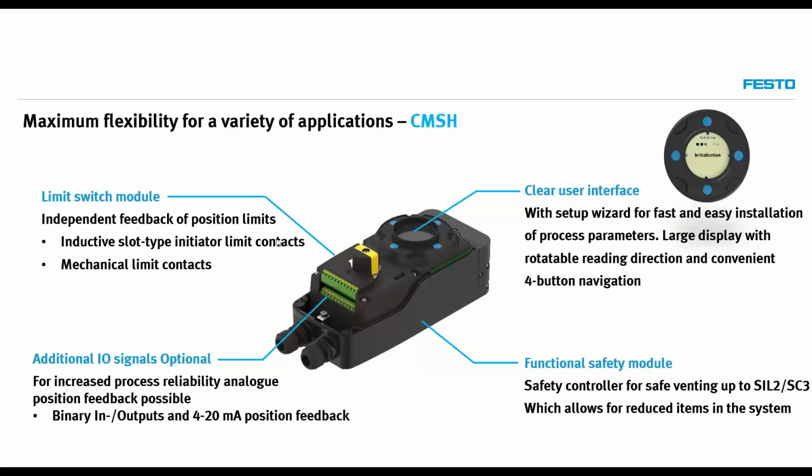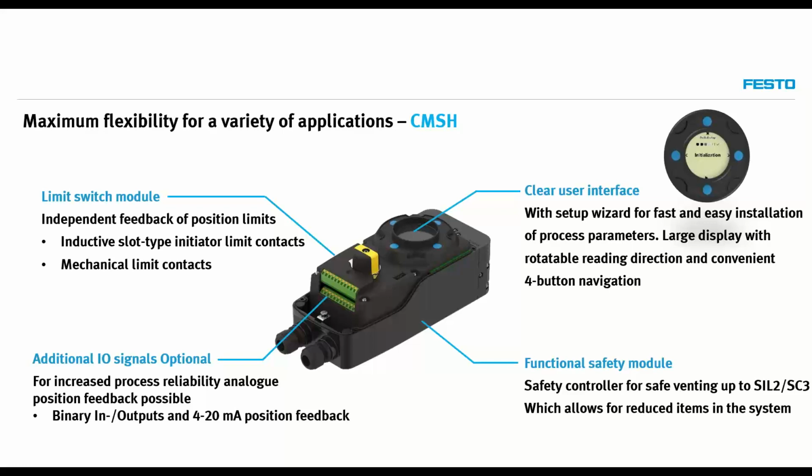Moving on to the display interface, the CMSH has a clear display with rotatable reading direction for any installation, with convenient 4-button navigation, and efficient and easy commissioning with a setup wizard for the most relevant application parameters. For example, in quick start, we can select the language. Also, we can select the control mode, whether it's a linear or rotary actuator, and fast or precise control as well.